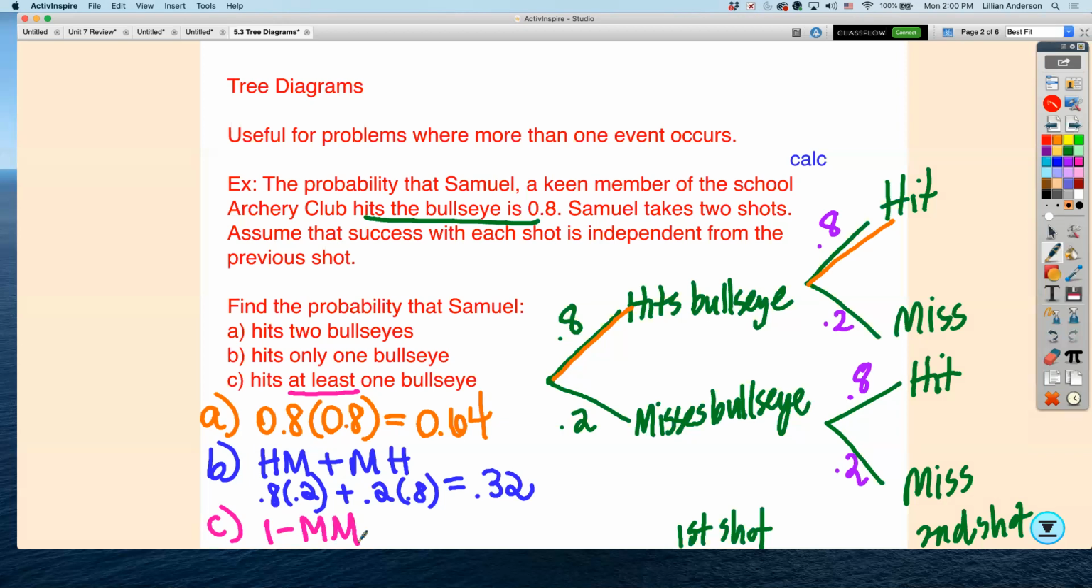1 minus miss, miss. Because if we do the complement, that means he has to hit it at least one time. So 1 minus, he misses, that's 0.2 times 0.2. So then 1 minus 0.4 is 0.6, so the probability that he hits at least one bullseye is 0.60. Sorry, let me not say percentage, because it did ask for probability. That's always the decimal, not the percentage.